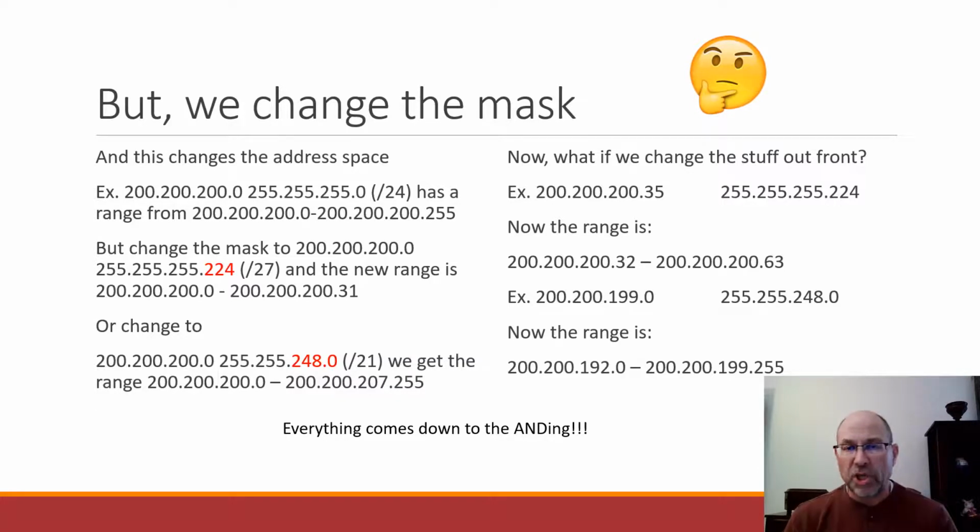Another example would be if we change from 200.0 to 200.200.199.0. And then we did the same mask, the same /21. And now the range of addresses that we're talking about is 200.200.192.0 to 200.200.199.255. And so again, changing the mask changed the size of the address space. So in this case, we're still talking about 8 networks that were glued together, but by changing what we did up front, we changed the range of addresses that we're talking about, we shifted it somewhere in the address space, or somewhere we glued a different set of networks together.